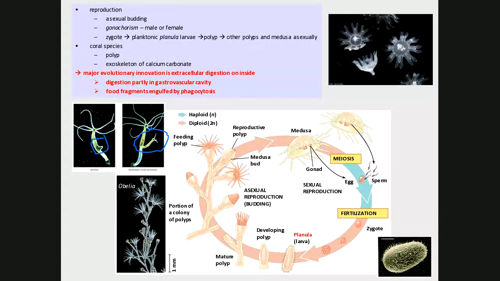Those in the upper right, that little picture, I'm trying to look at that and remember, those are some of the little medusa buds of some of the Obelia that are split, I believe. I have to look those up again. I can't remember.